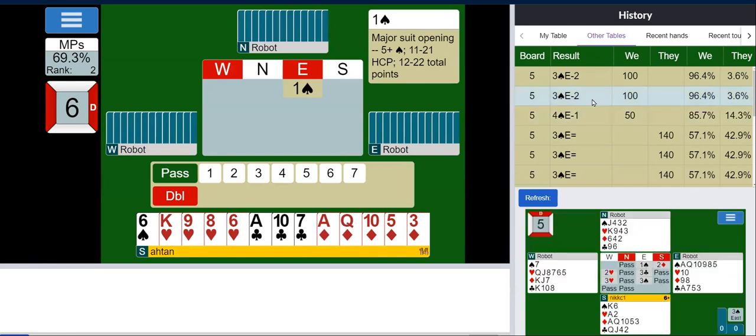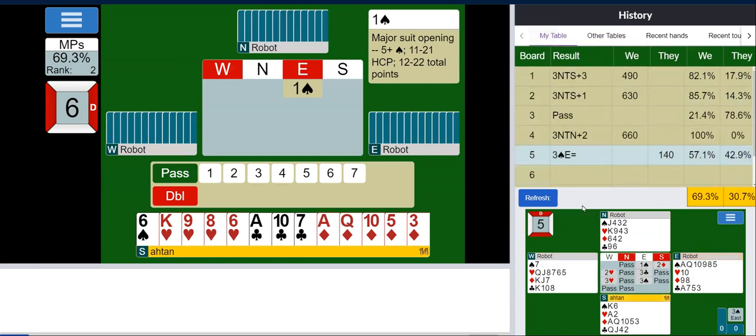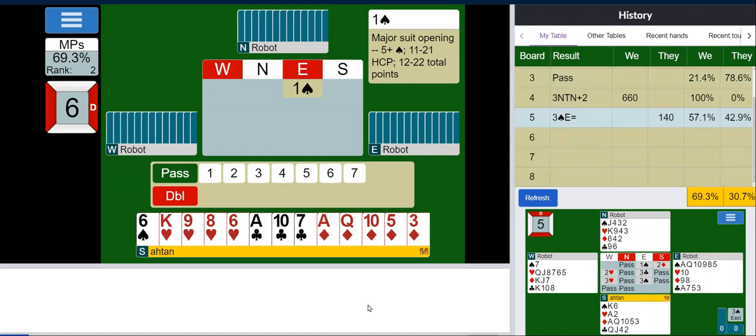Okay, what's the lead here? This is very similar to my bidding. Club lead. Okay. All right, so let's move on. Still a healthy 69%.